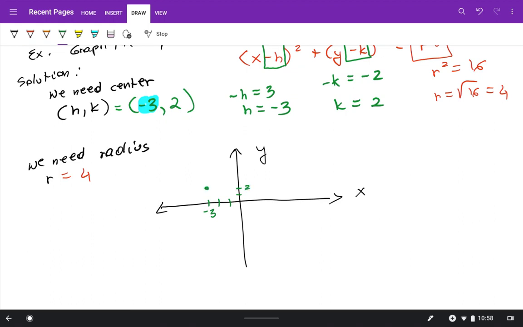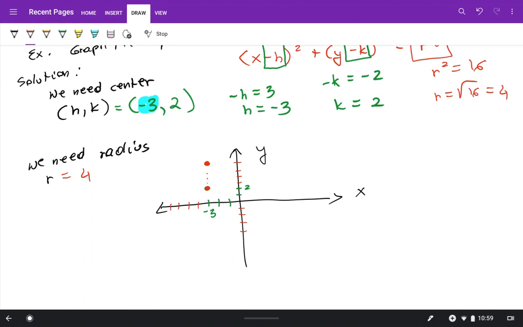So negative 3, 2, that's my center. I know the radius is equal to 4. I just need 4 more points to graph the circle by hand. So I'm going 4 units up because the radius is 4. From the center, I'm going 4 units up. So 1, 2, 3, 4, I will be right here.